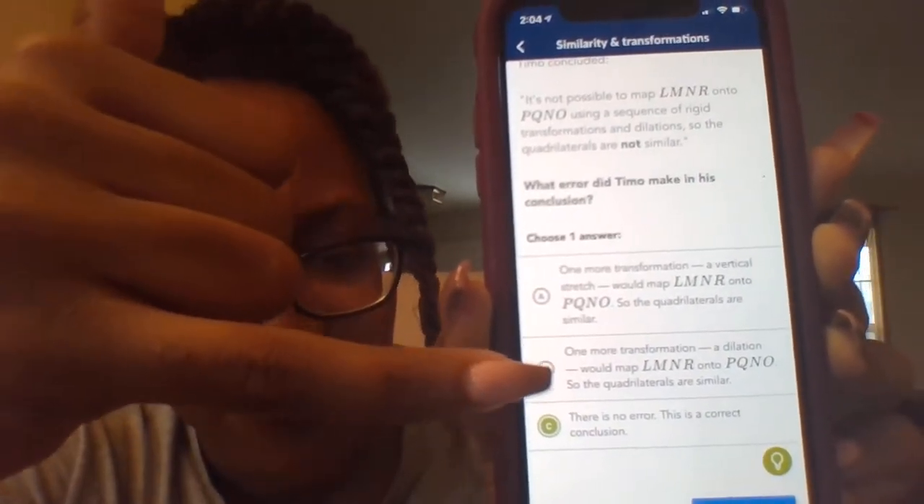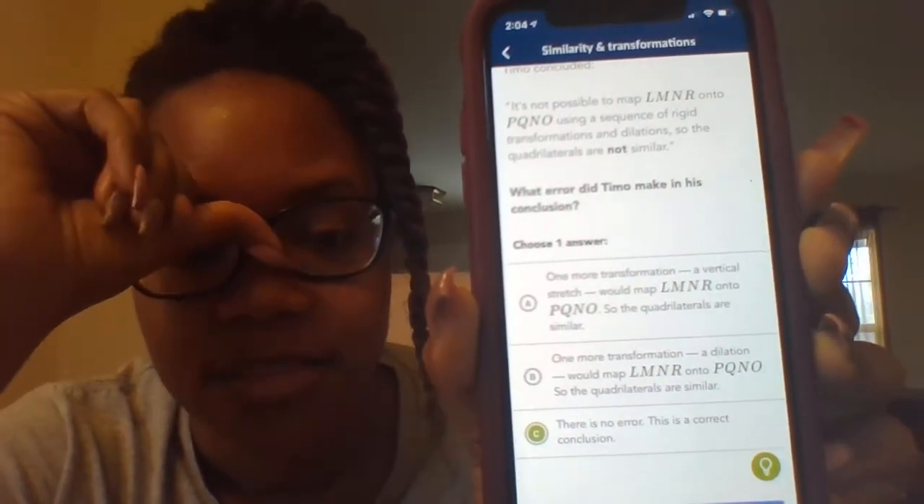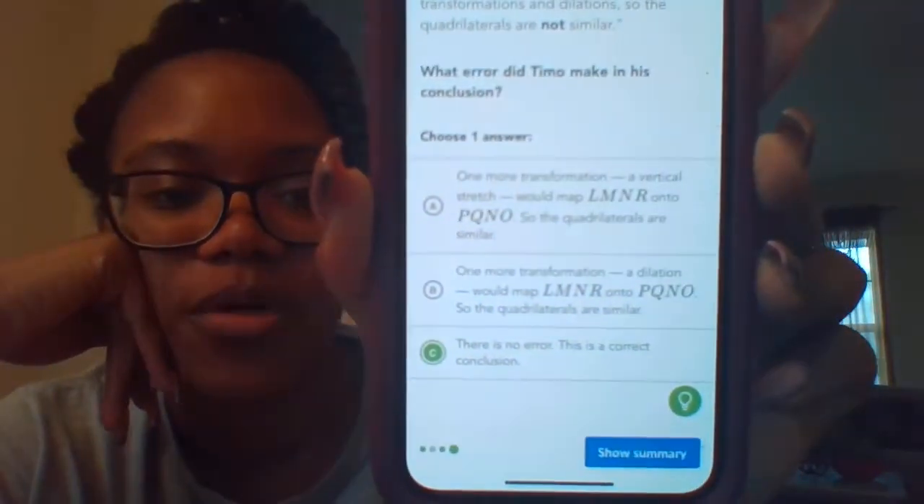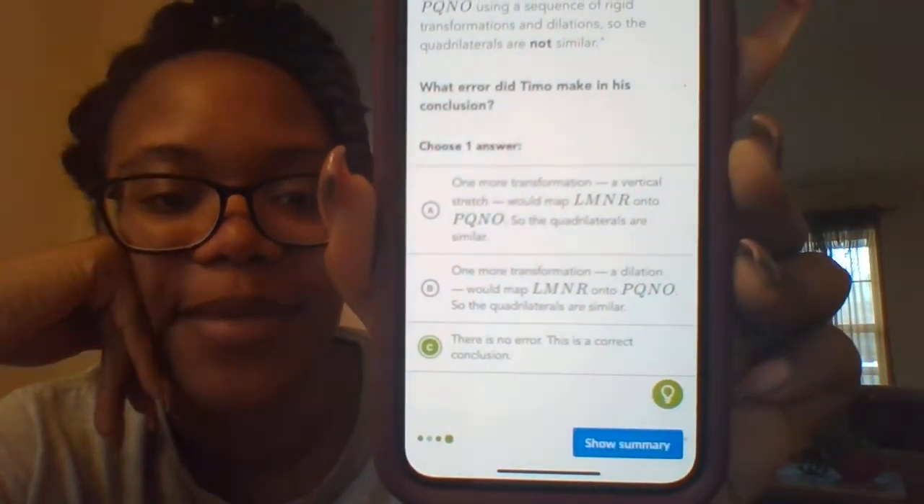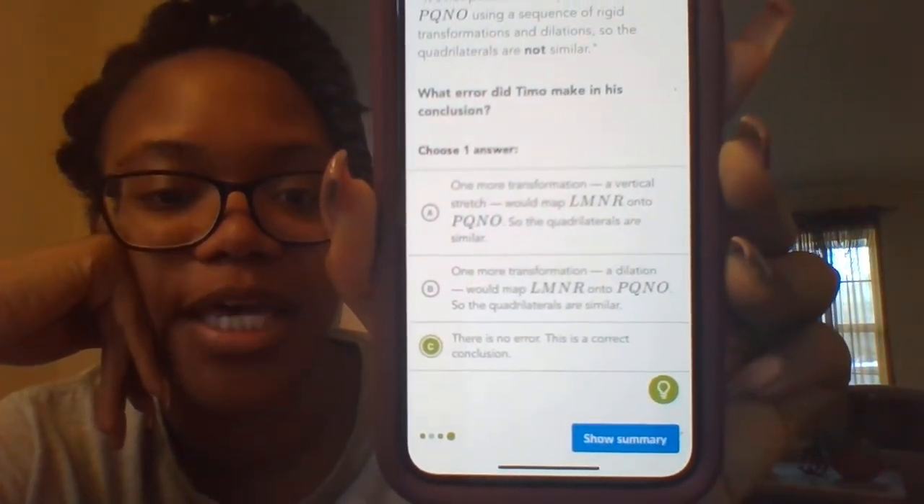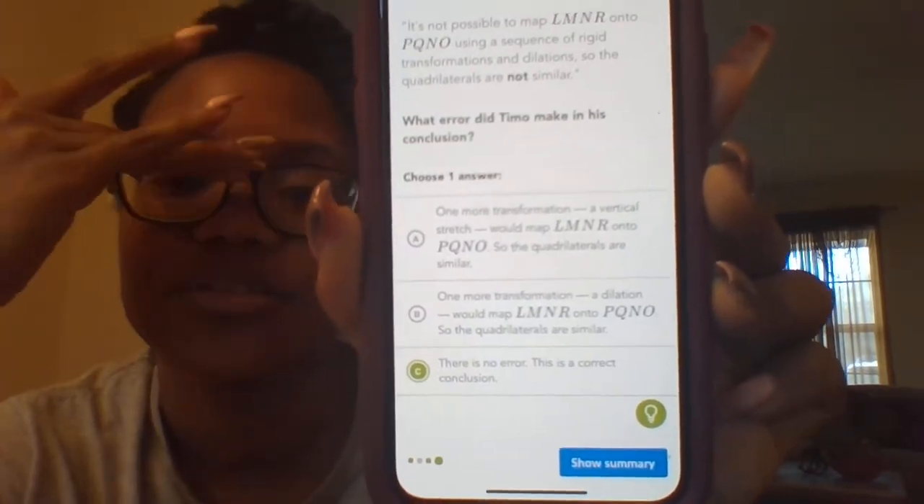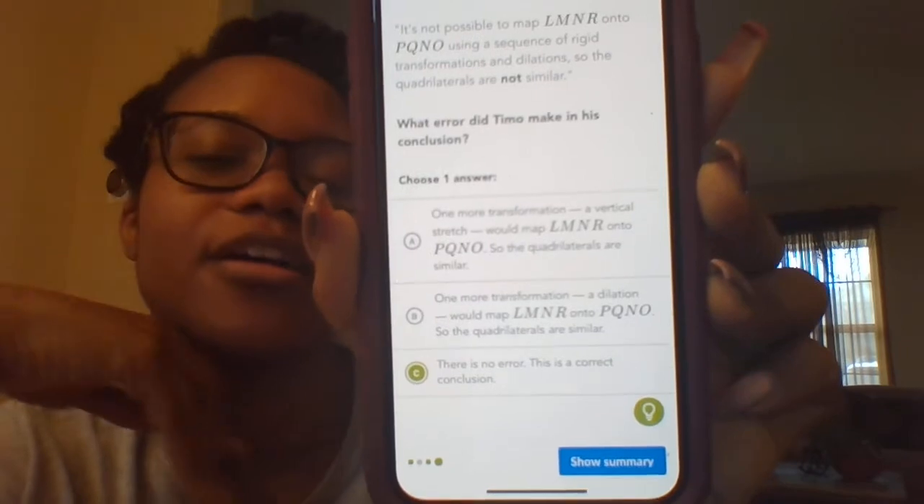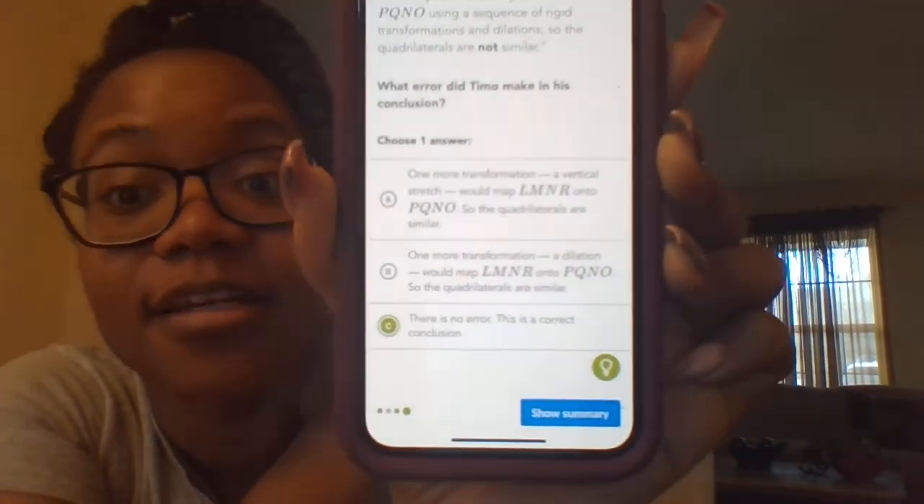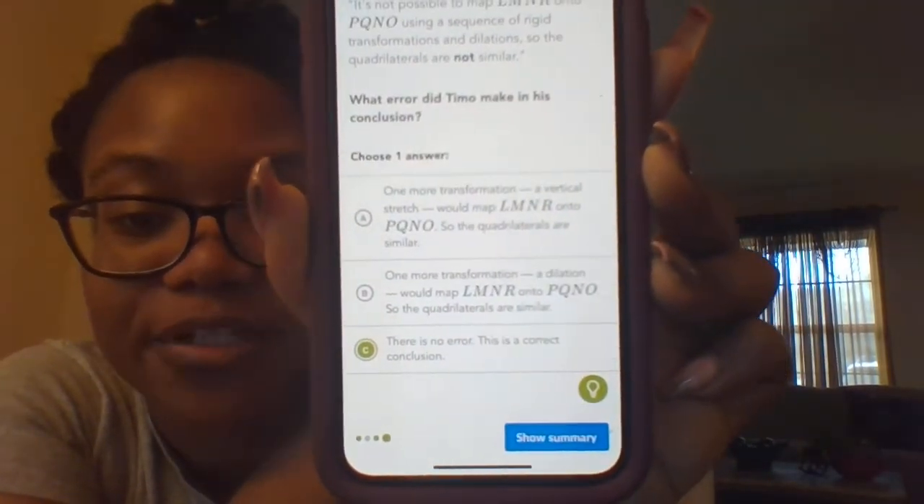One problem that we haven't really talked about, or one answer possibility that we haven't really talked about, I believe, is the first one. Yeah, so it says one more transformation, a vertical stretch, would map quadrilateral L, M, N, R to P, Q, N, O. A vertical stretch is a transformation that is used on functions really, not really on figures in the coordinate plane, at least not that I've seen in high school geometry.